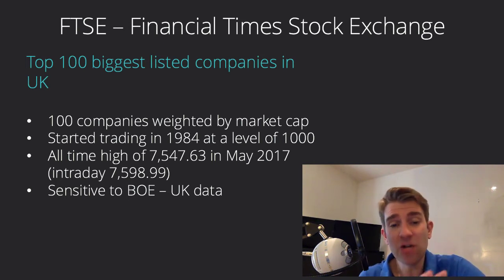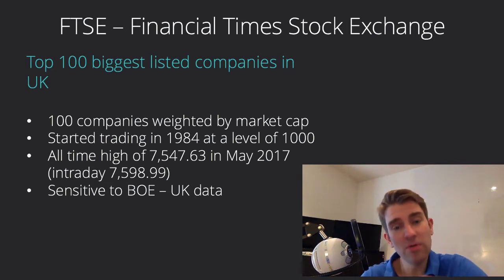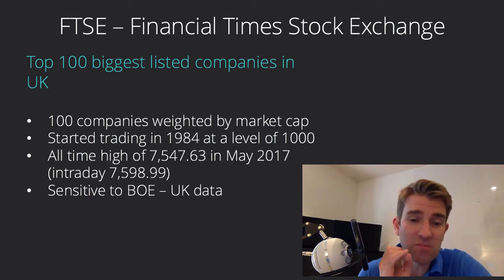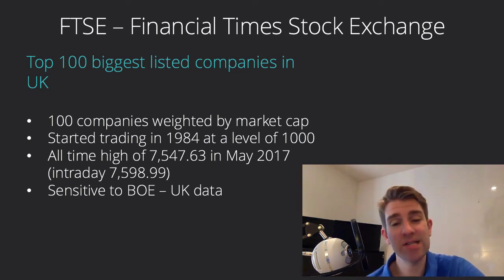So it's 100 companies weighted by market cap, the biggest listed companies in the UK. Started trading 1984, at a level of 1,000. Often a lot of these do. Nominal start of it 1,000. All-time high, May 2017, we hit 7,547 and some change. And intraday, we went even higher, nearly tagged that 7,600 level.